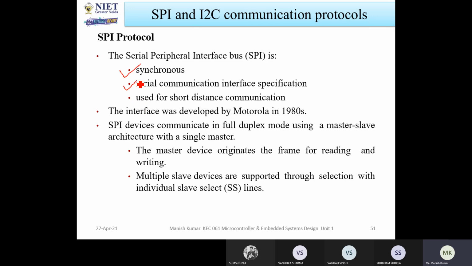The second is, it is a serial communication interface. It is not a parallel communication interface, and it is used for short distance communication. When you are designing a system, the system is very small, so the interface protocol is also required for a shorter distance. That's why we use the SPI protocol. Now, about this protocol, SPI was developed by the Motorola company in the 1980s.